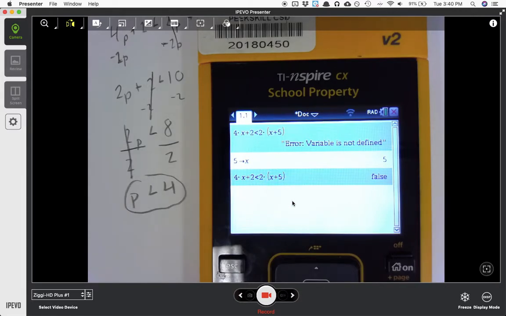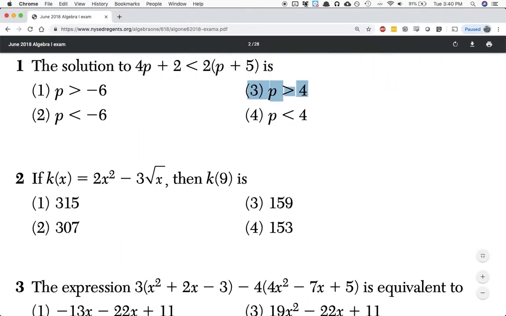Unfortunately, it doesn't. You know what? This is too much. Just do the algebra. I'm going to cut that part out.